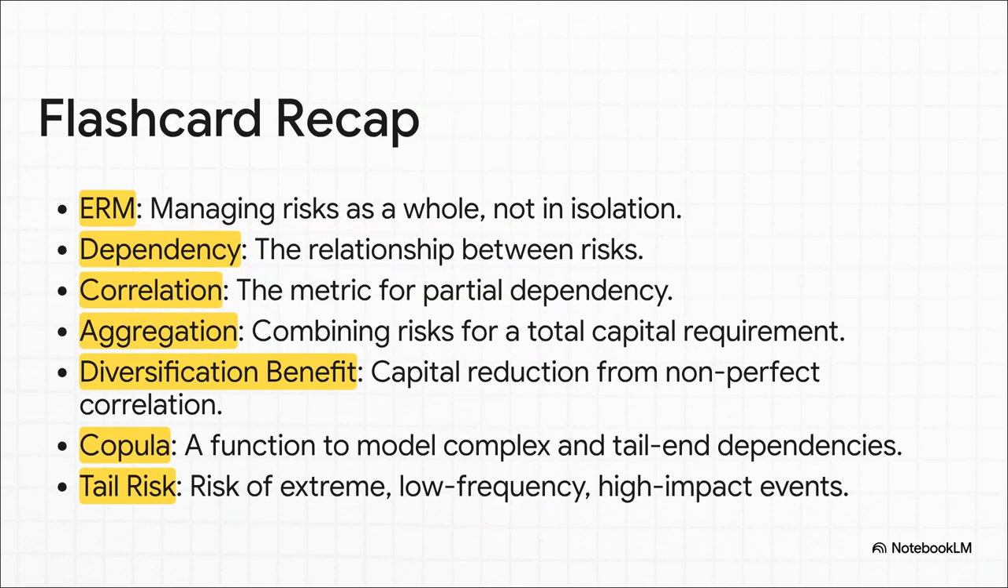And now for a super quick rapid-fire recap for your revision notes. ERM. Think holistic view. Dependency, it's all about the relationship. Correlation, that's how we measure it. Aggregation, the act of combining risks. Diversification benefit, that's the capital you save. Copula, for modeling complex, gnarly dependencies. And tail risk, those extreme, once-in-a-lifetime events.